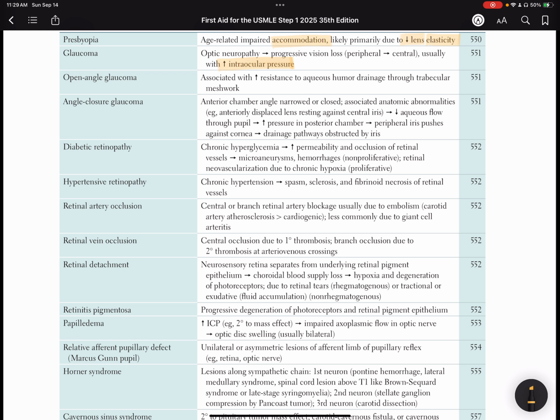Next, open angle glaucoma. Open angle glaucoma is associated with increased resistance to aqueous humor drainage through the trabecular meshwork.